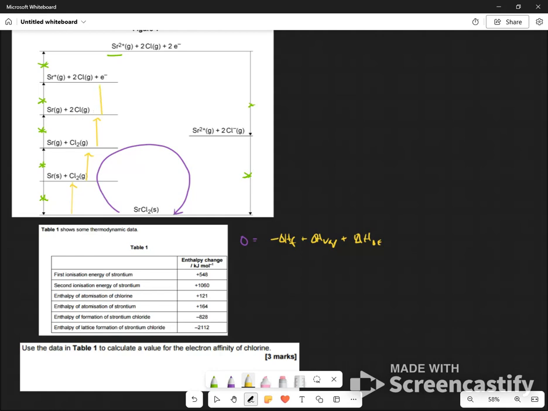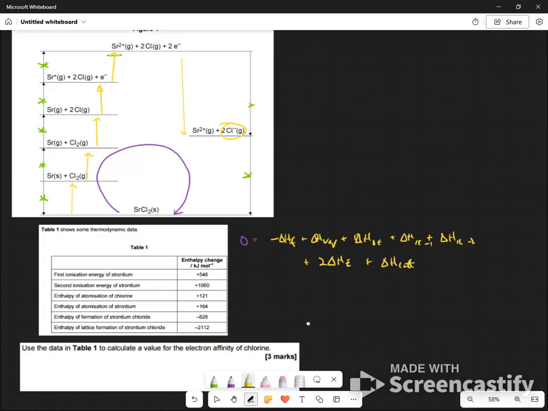Then I'm going to go up here, one more step. This is the first ionization energy of strontium. Then this is the second ionization energy of strontium, plus 2, sorry, I'm saying it the wrong way round: this is the ionization energy first. Then this is plus 2 electron affinities, because I'm doing it twice. And then the last one, plus the lattice energy.